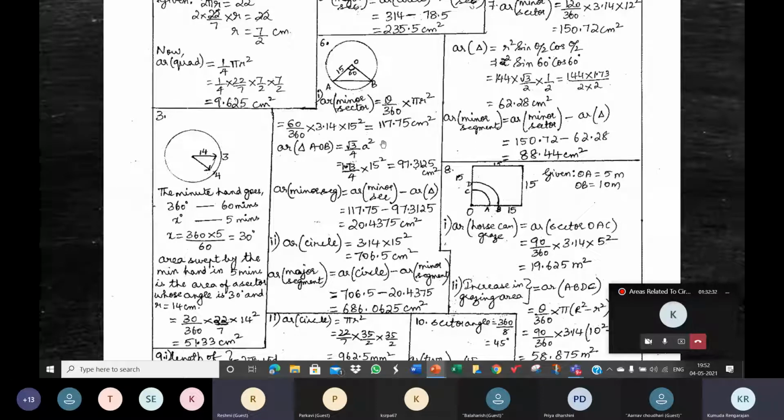Ma'am, but we can also use the area of the triangle, right? Yeah, you can also do that. Now you already have the area of the triangle. You can find the area of the major sector and add both.